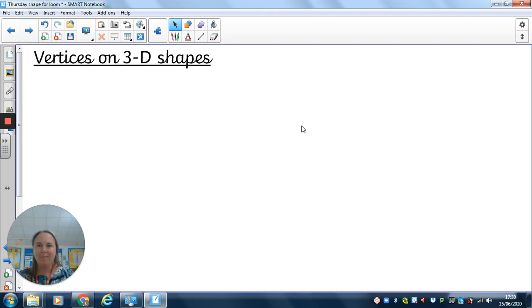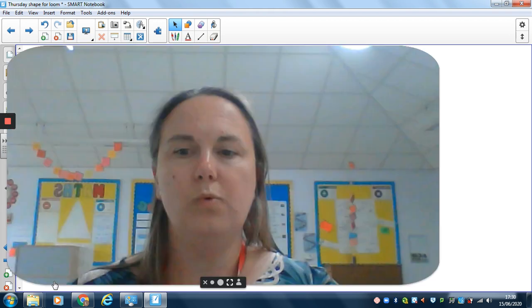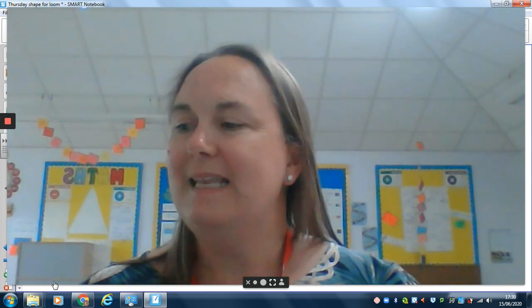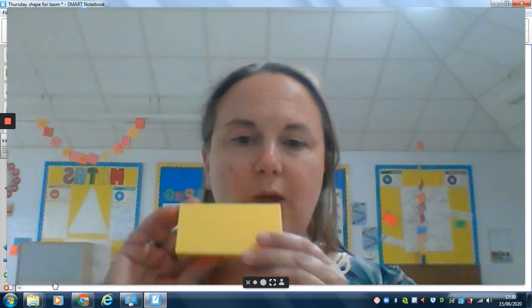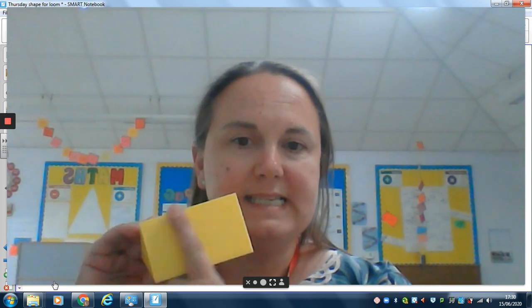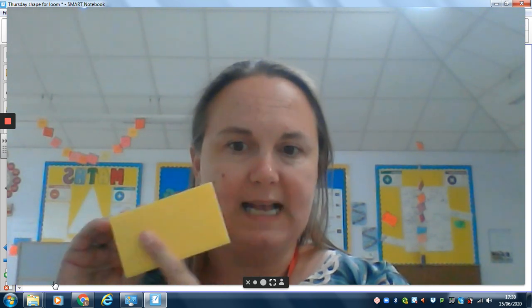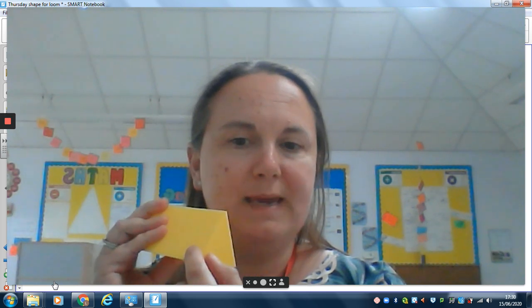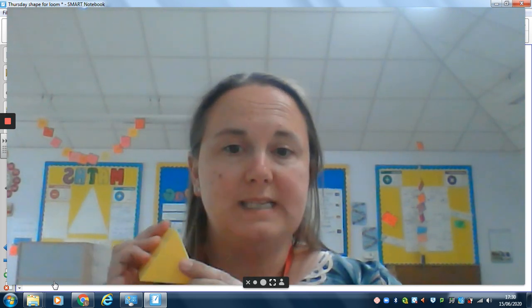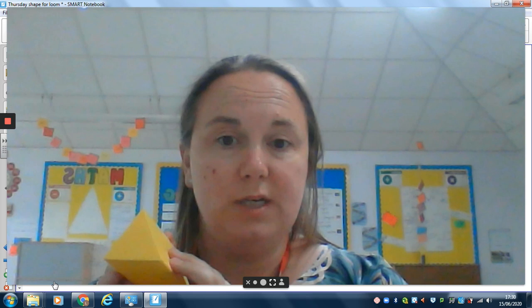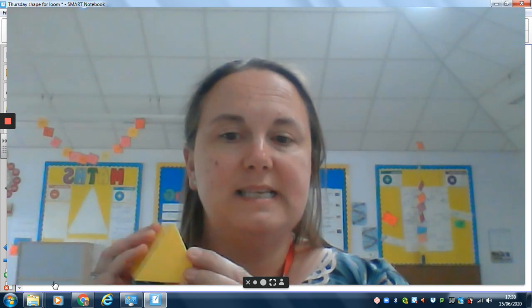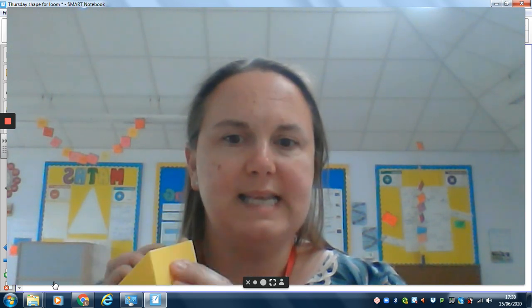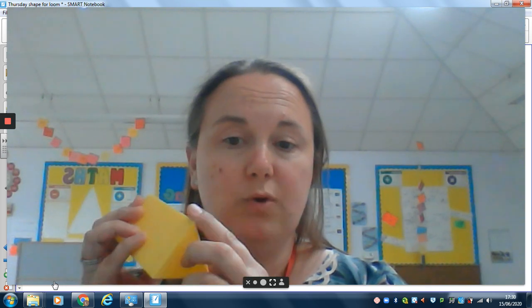Let's move on to our main part of the day, and that's looking at the vertices of 3D shapes. So far this week, we have looked at the faces of 3D shapes, the flat surfaces. We have looked at the edges where those surfaces meet. And today we're looking at the vertices. We looked at vertices of 2D shapes before, and vertices is another posh word for corners, and it's the same on our 3D shape. We're looking at the corners.